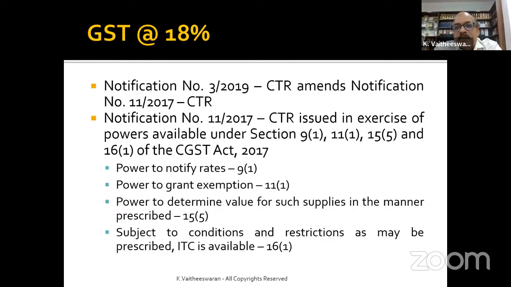And if you look at 11/17 very carefully, it is issued in exercise of powers available under 9(1), 11(1), 15(5), and 16(1). Now, 9(1), all of us know that it is the power to levy GST at various rates that are notified. So it's just the power to notify rates. 11 is the power to grant exemption. 15(5) is the power to determine value. And 16(1) talks about condition restriction as may be prescribed. ITC is available.